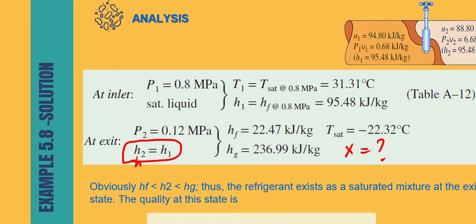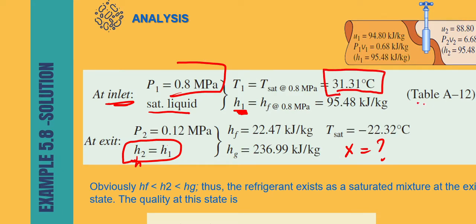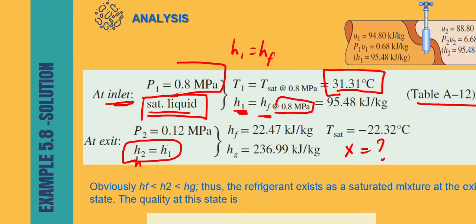Okay, for the liquid, find the value of H. So at P equal to 0.8 MPa, T is not given, right? Because it is saturated liquid, your T1 obviously is the saturation temperature at this pressure. So T saturated is 31.31. This is from table A2. And then find the value of HF because this exists as saturated liquid. So your H1 is equal to HF at 0.8 MPa.